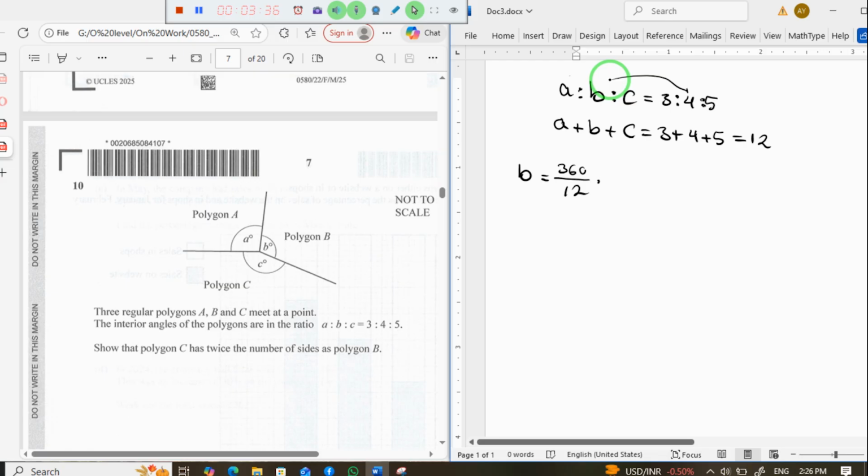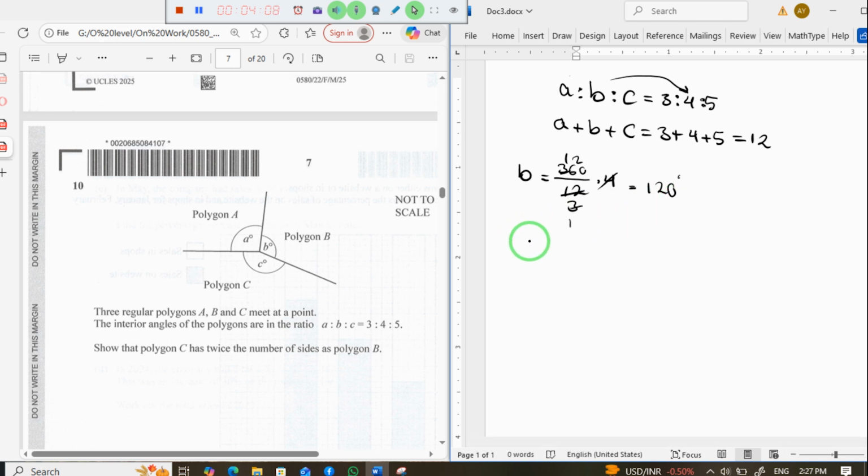The ratio of B is 4, so multiplied by 4. As you know, 360 is the amount of degrees around a point. Then we simplify: 360 divided by 12 is 30, and 30 times 4 is 120. So the value of B is 120 degrees.